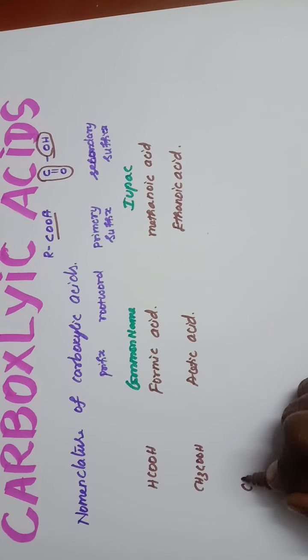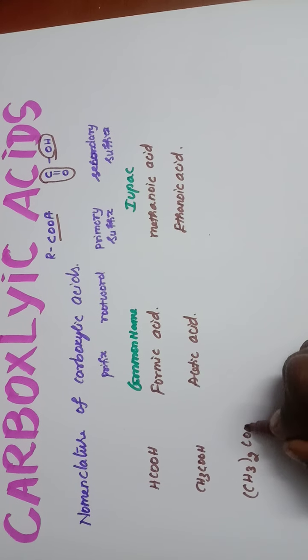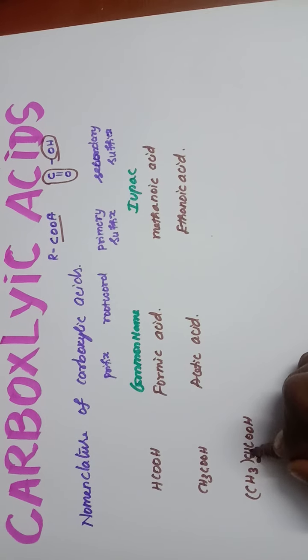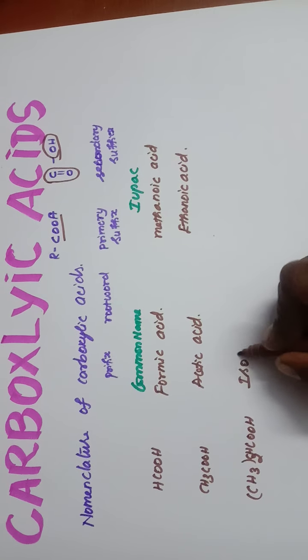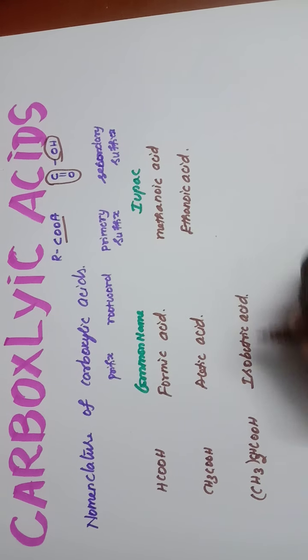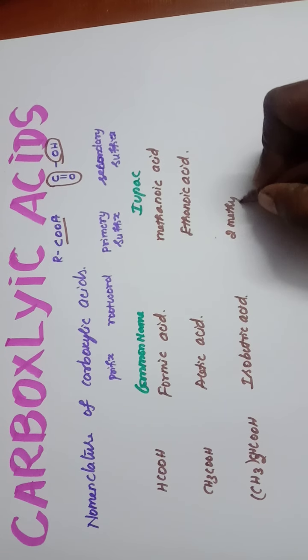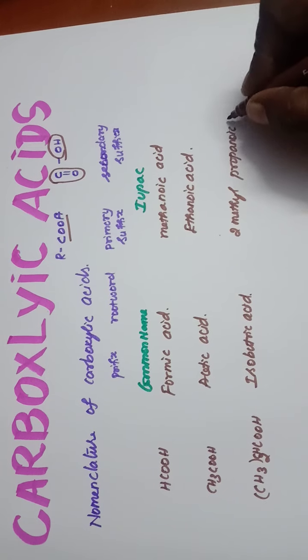Third compound, CH3CHCH3COOH. Common name of this compound is isobutyric acid. IUPAC name is 2-methyl propanoic acid.